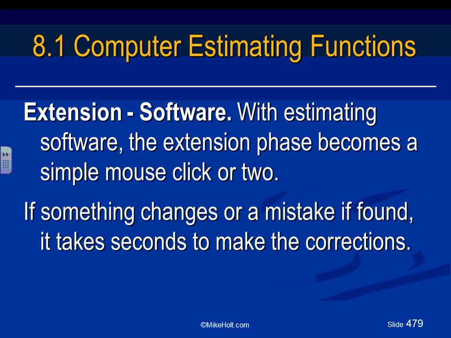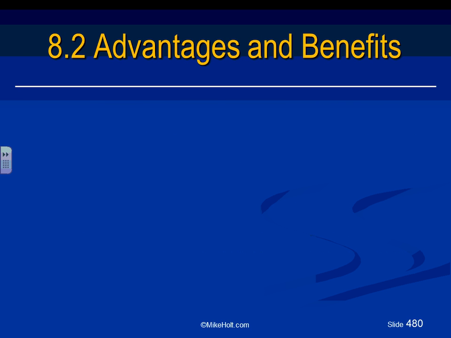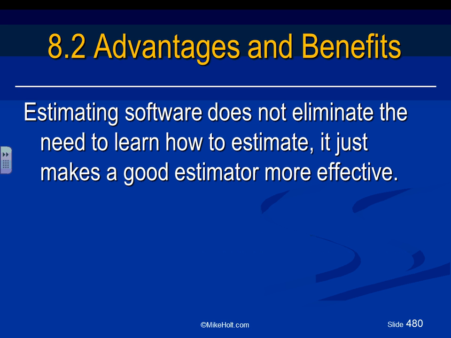If you make any mistake, guys, you can see immediately when you do the extension that something doesn't make sense. Like if you have 10,000 feet of EMT conduit, 3/4 of an inch, you do the extension, look at it, and you can go back and correct it immediately. Much faster, more accurate. Advantages and benefits.